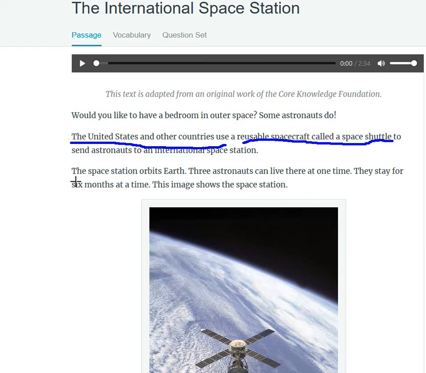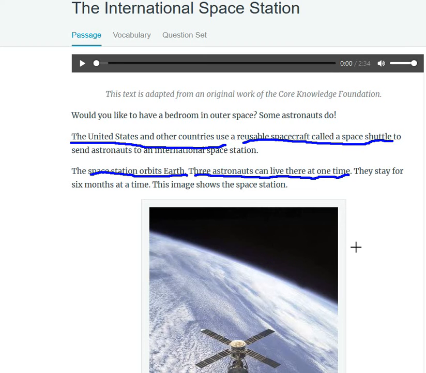It says the space station orbits Earth. So we know the space station orbits the planet Earth where we live. And now, another key detail is that there are 3 astronauts and they live there at one time.